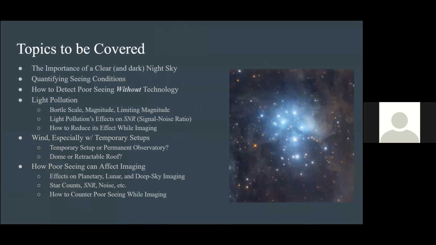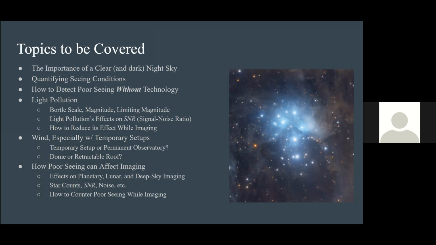So some topics we're going to be covering. First, obviously, the importance of a clear and, of course, dark night sky. Also quantifying seeing conditions, getting values like full width at half maximum, for example. And also how to detect poor seeing without technology. And then light pollution, because light pollution exists pretty horribly where we live. Milwaukee is a Bortle 8 to 9, really more like a Bortle 9, and even the observatory itself is like a Bortle 7 or 8.